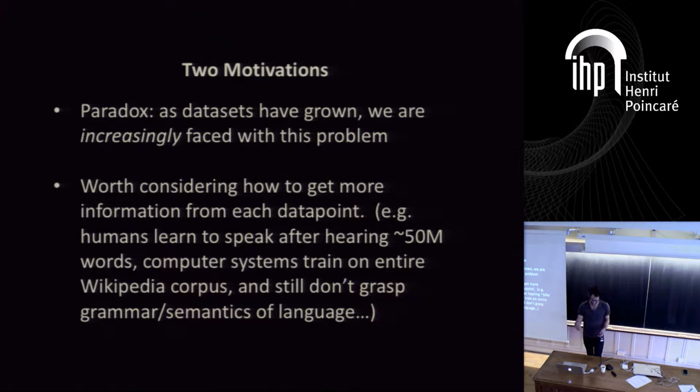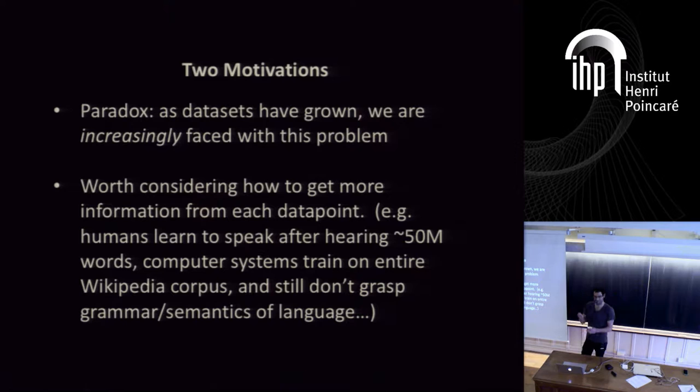That figure is from a pretty influential paper from the 90s, where the punchline was that the difference between the number of words children of lower-income people hear versus wealthy people is about a factor of two. Anyway, children learn how to speak pretty decently after hearing 50 million words. And with our best computer systems, you train them on the entire Wikipedia corpus, and you keep giving them the Wikipedia corpus over and over again, and still computer systems don't have a great grasp of, say, grammar or semantics and so on. Okay, so this is a background motivation to some of this work.